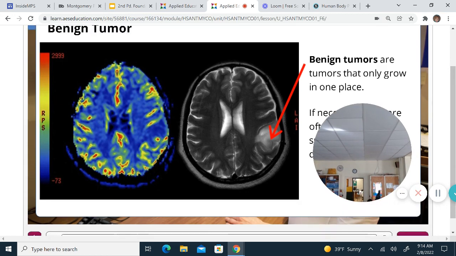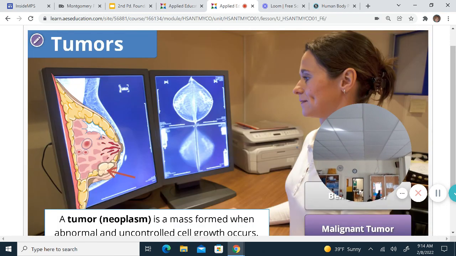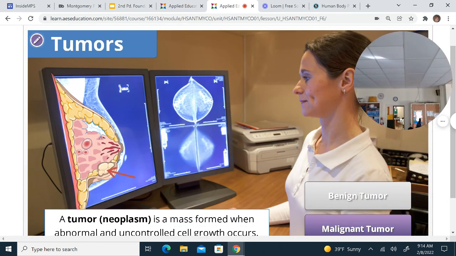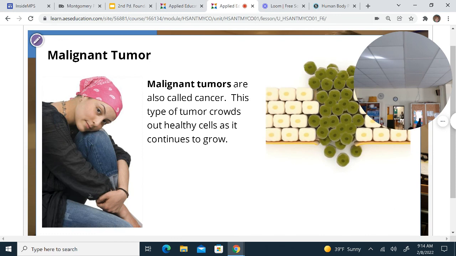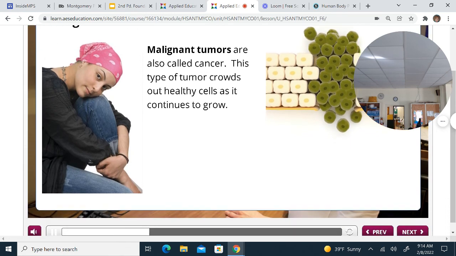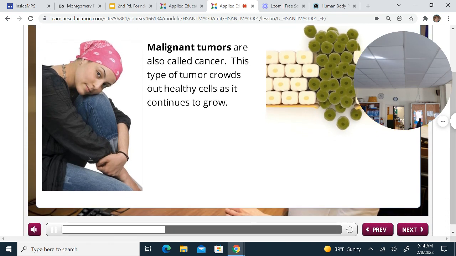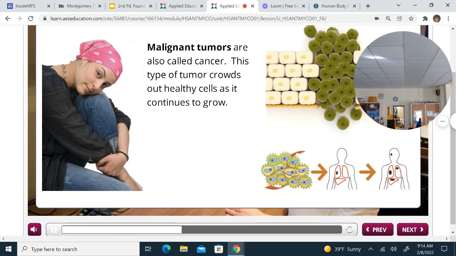And then you have malignant, because remember, mal means what? Malignant tumors are also called cancer. This type of tumor crowds out healthy cells as it continues to grow. Nutrients are drawn away from other body tissues, which interferes with body functions. If the malignant tumors spread to other parts of the body, it is known as metastasis.